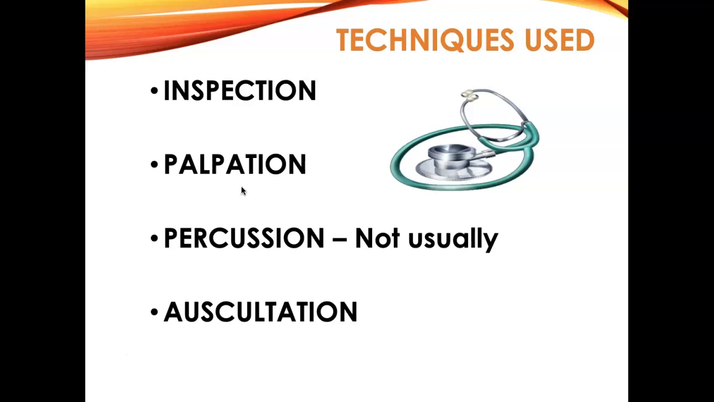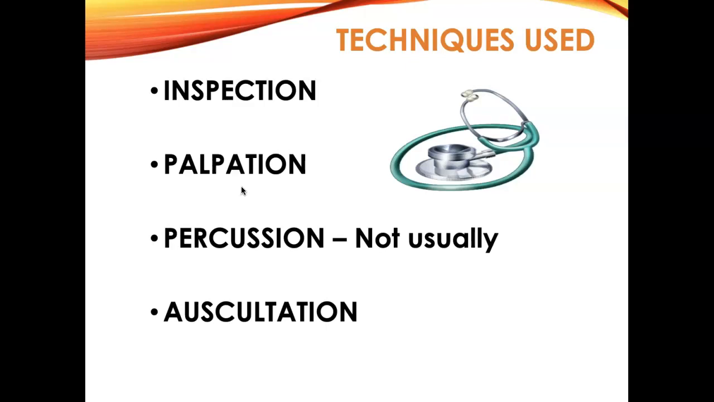The techniques that we're going to use start with inspection. And remember, this comes right off of your respiratory or thorax assessment. You finish the posterior respiratory, you go to the anterior respiratory, perform your assessment, and once you're done with that, you just move right into the cardiac. You're standing right there, so you go ahead and do your inspection. We'll do some palpation, typically at the cardiac sites. We will not percuss. There really is no percussion for the cardiac assessment. And we will then auscultate.